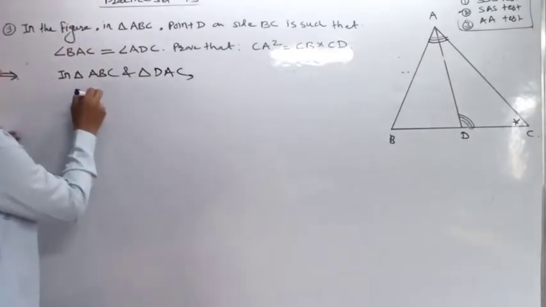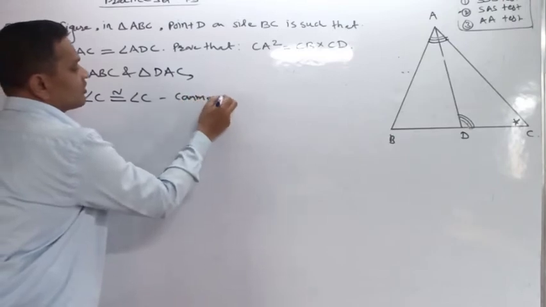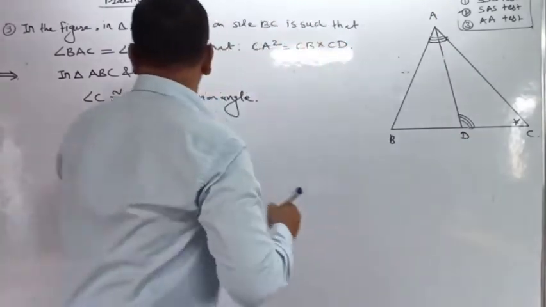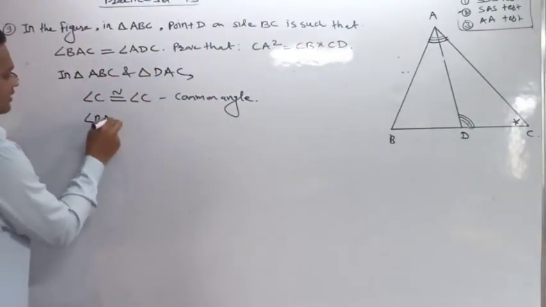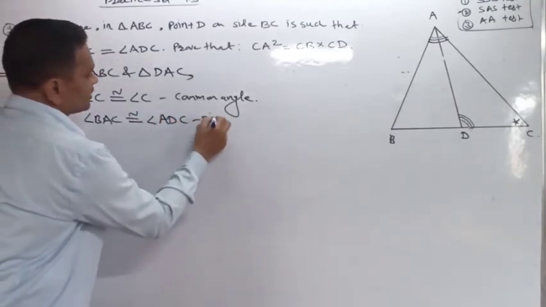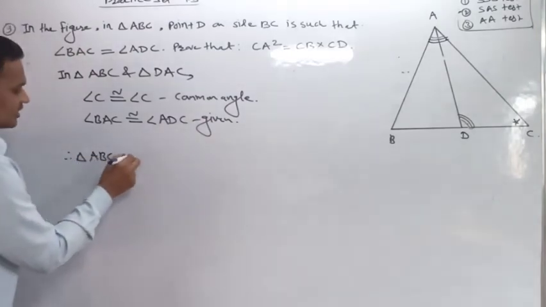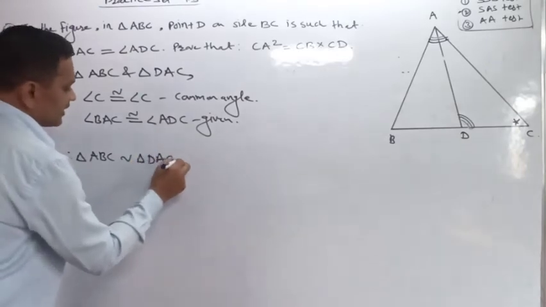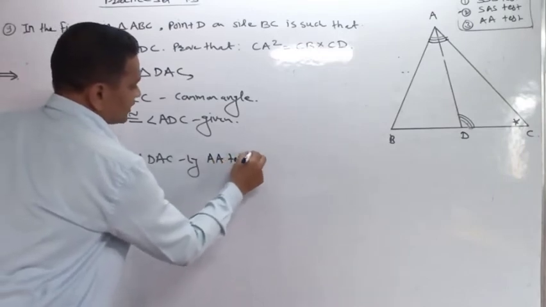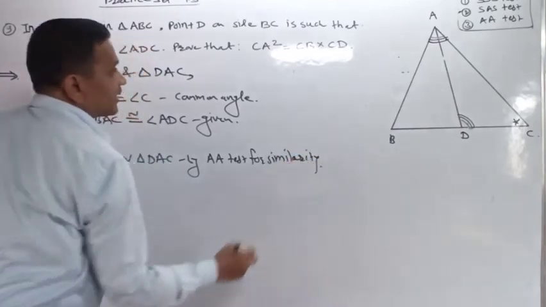right? Angle C is congruent to angle C. Why? Because it is a common angle. Understand? And angle BAC is congruent to angle ADC. Why? Because it is here in the given. Therefore, triangle ABC is similar to triangle DAC by double A test for similarity.